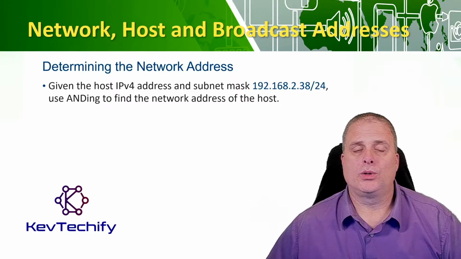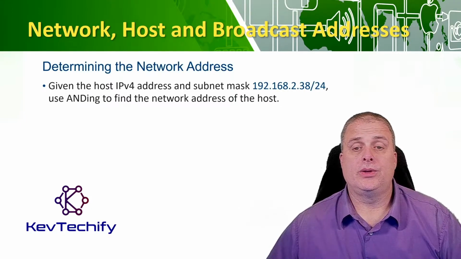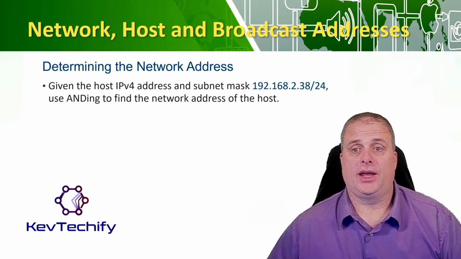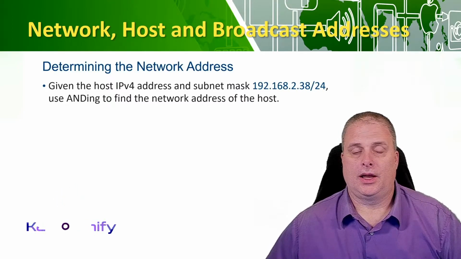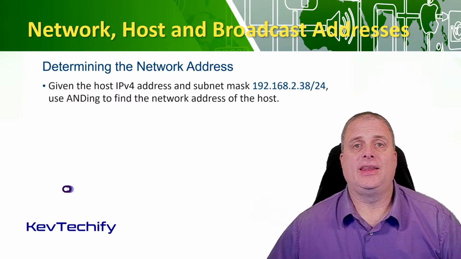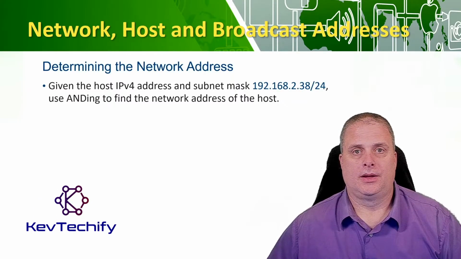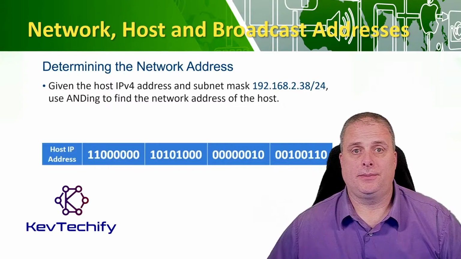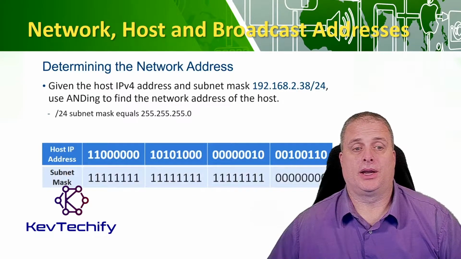Let's say we have a host with an IPv4 address and subnet mask of 192.168.2.38/24. And then we're going to use ANDing to find the network address of the host. Here's the host IP in binary. Here's the subnet mask in binary.